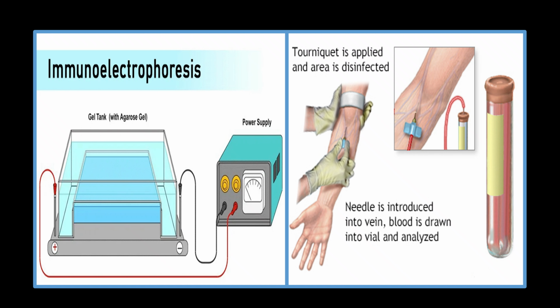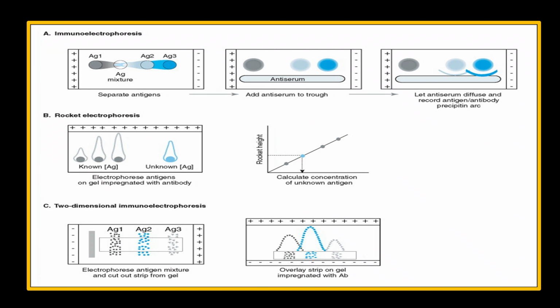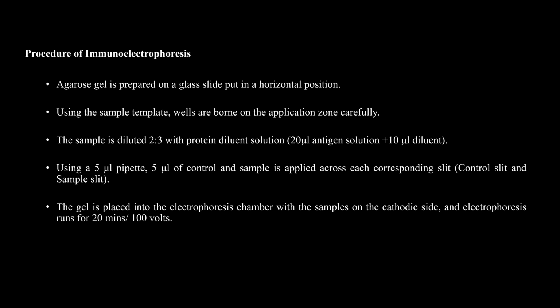The setup includes a gel tank, gel, a power supply, and a blood sample to be analyzed. The immunoelectrophoresis diagram shows electrophoresis in a gradient. The diagram is used to calculate the concentration of unknown antigen. The gel is prepared on a slide in a horizontal position.